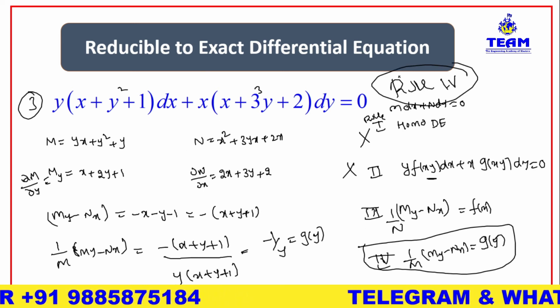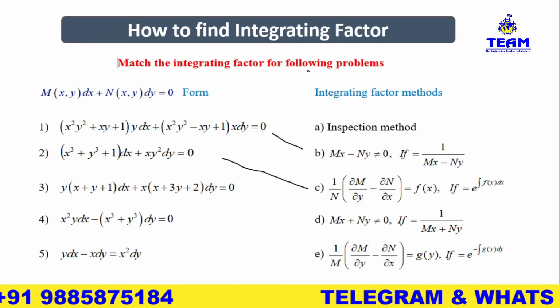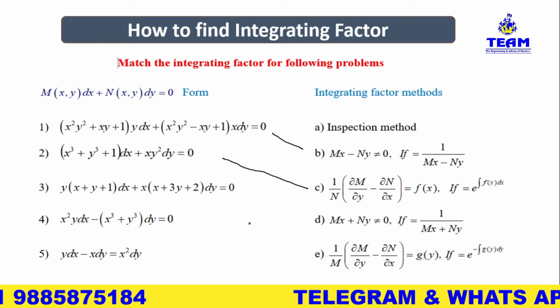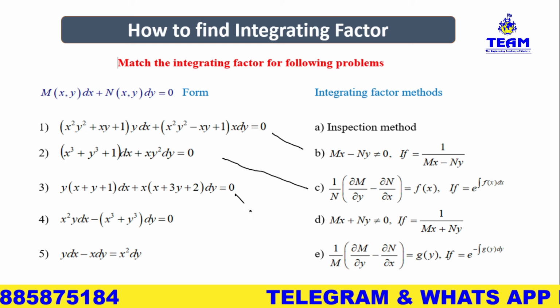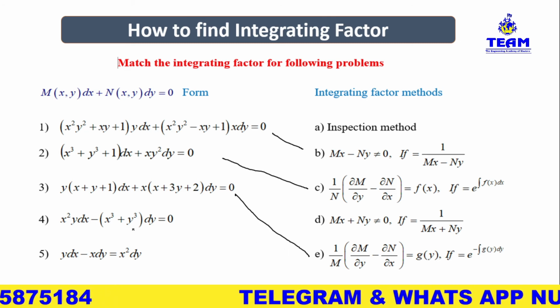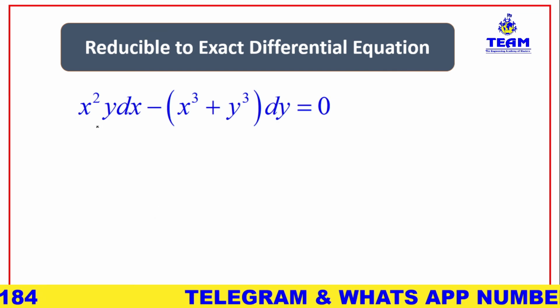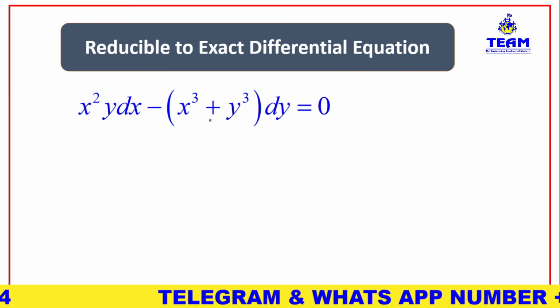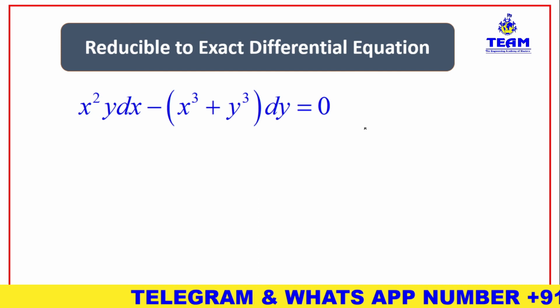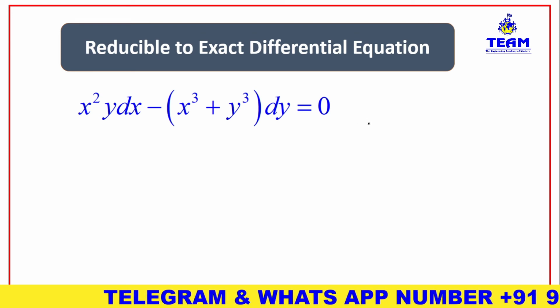Okay, now match the following in that case. Third problem is what? Rule 4. Where is the rule 4? Yeah, here you have it. So rule 4. Next you have to find out the fourth and fifth one. You have two options. Fourth one: x²y dx minus (x³ plus y³) dy is equal to 0. Friends, here you observe. First rule, what do you have?